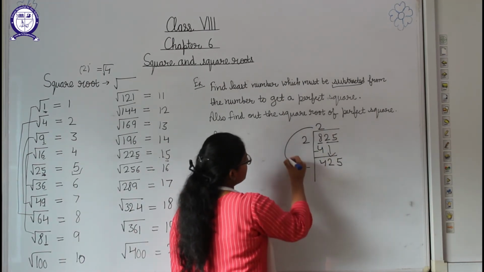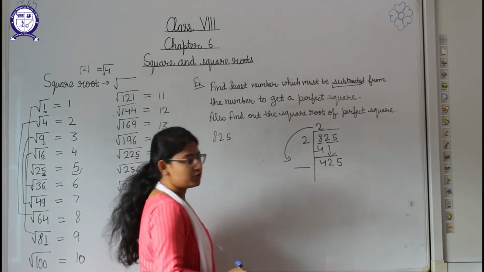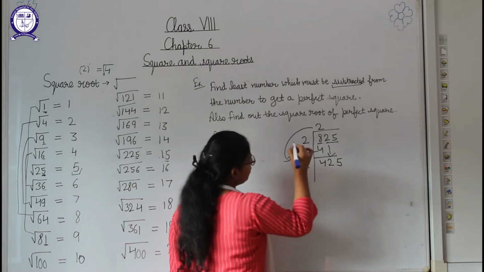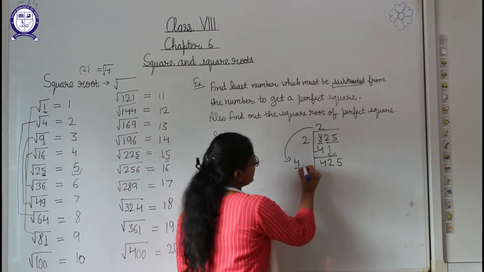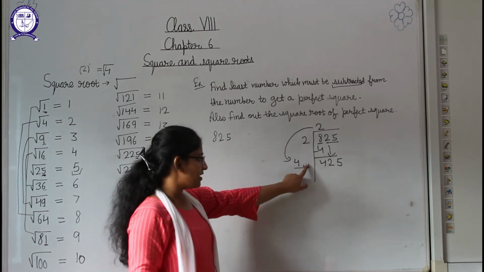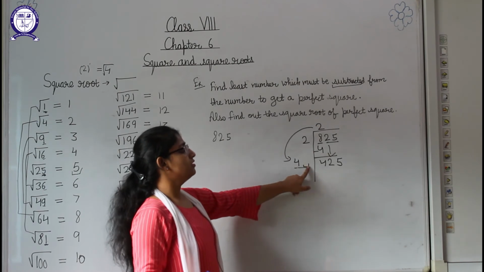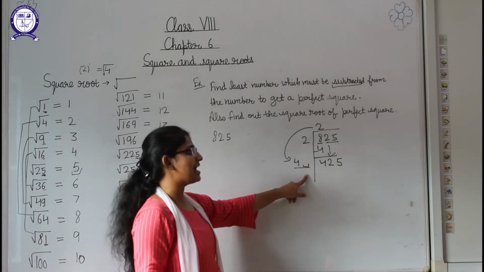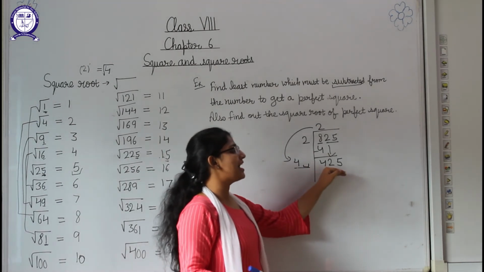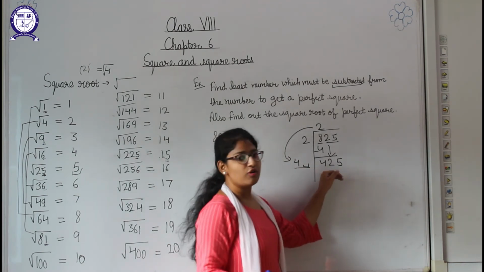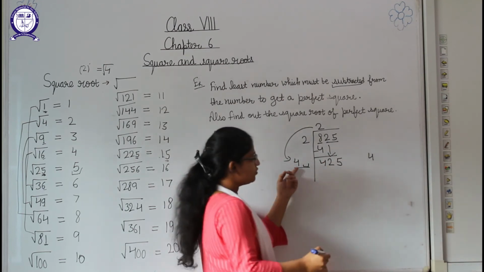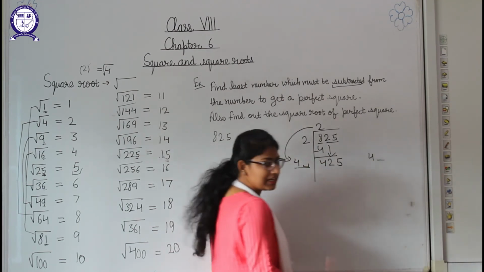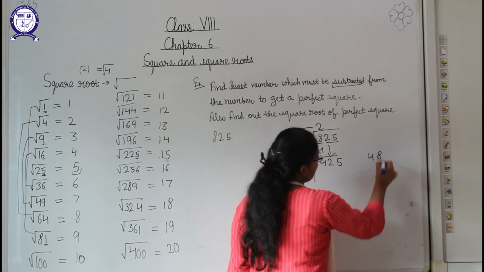We will do the double of 2, so it will be 4. Now we have to think of a digit here so that when we put it here, we will multiply that number with that digit only, so that we can get a value nearby 425. Suppose 4 is given to us. I have to write one digit here, so suppose I am taking 8.